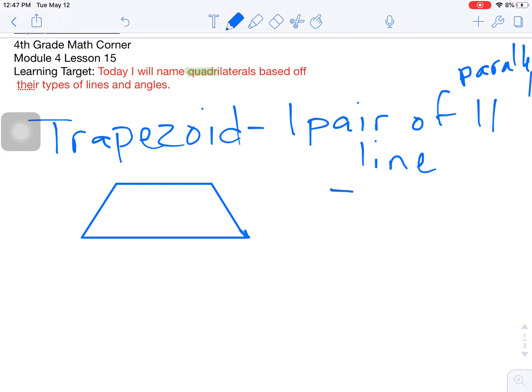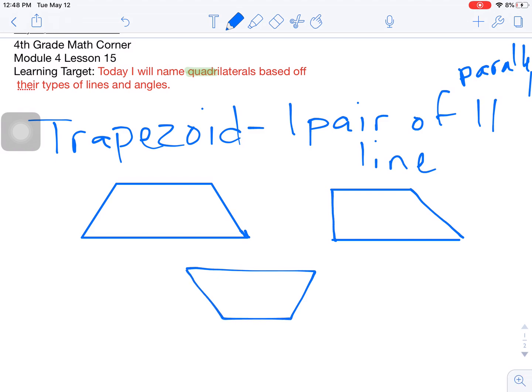Trapezoids can also be made like this, and then we use lines to connect them. So they could look a little different. It could be upside down. As long as it has one pair of parallel sides, it is a trapezoid.